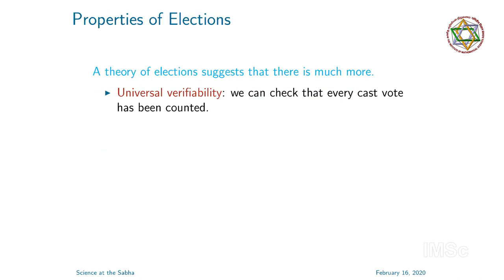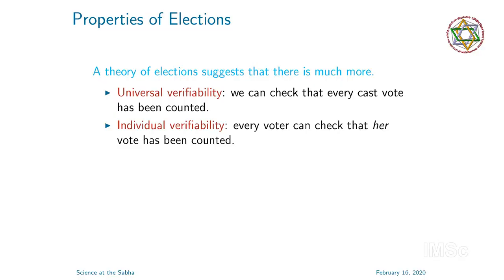Lots. Actually, if you look at a theory of elections, there is a lot more that you can ask for. For instance, you should want universal verifiability. What does it mean? We can check that every cast vote has actually been counted. Can you imagine an election where all votes are confidential and only eligible people have been voting, but at the end only half the votes have been actually counted? Don't think these are all imaginary things. These are all true of many elections in the world.